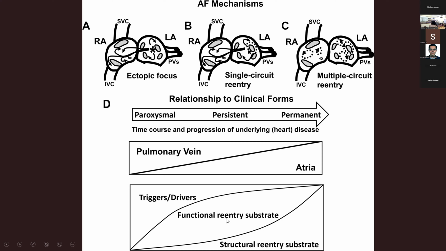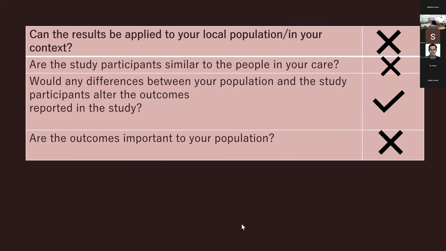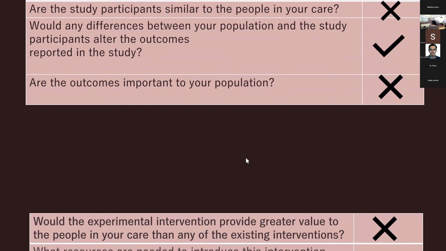So my inference is having a coffee or not may not make a change when your problem is mostly going to be substrate. So our population demographic characters are different, and the disease in question is also slightly different compared to the global population. And are the outcomes important to your population? This is not something like a mortality benefit. It's still a surrogate outcome.